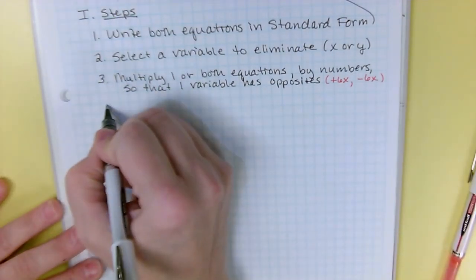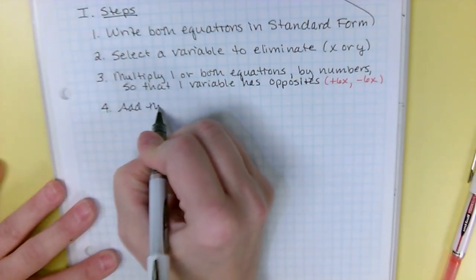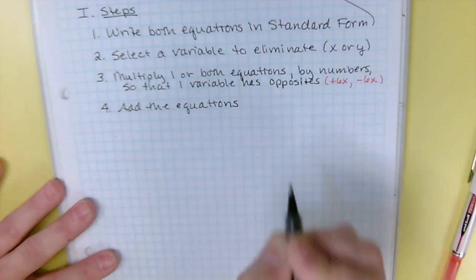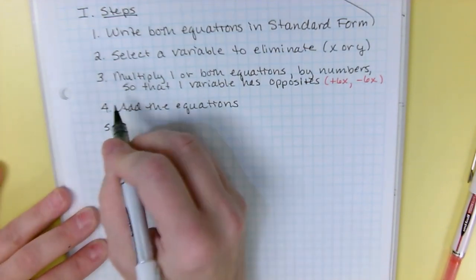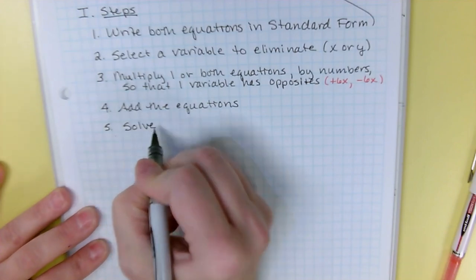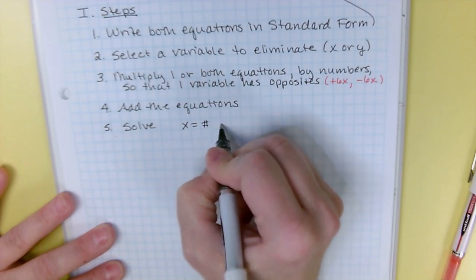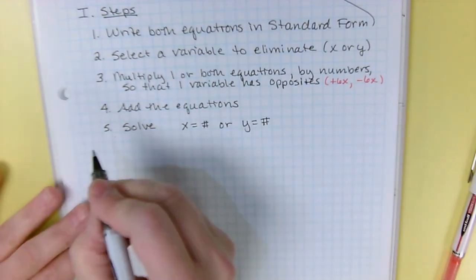Okay, if you did this right, then the next step goes really easy. Add the equations. If one of the numbers has opposites, it should add up to 0 and disappear, and all you're left is one equation with one variable. So your fifth step is to solve. And this is one where you should get x equals a number or y equals a number at that stage.